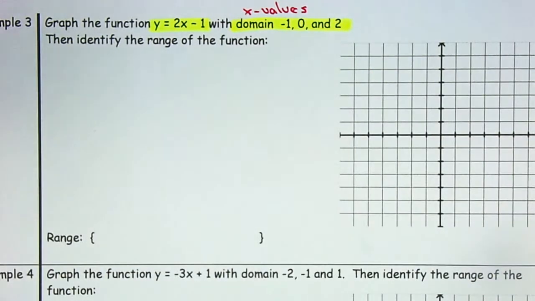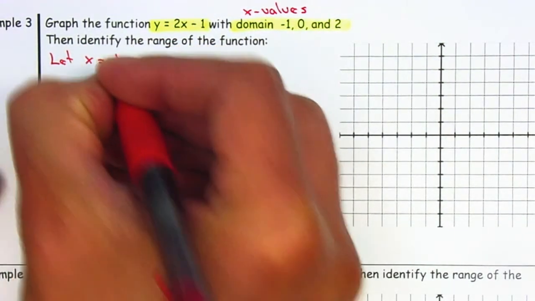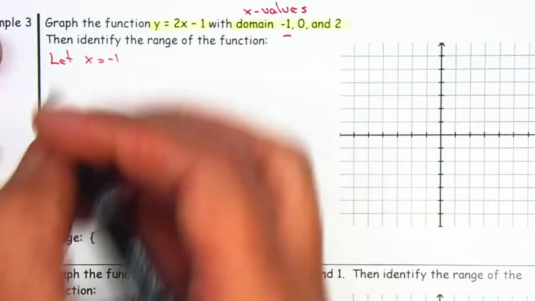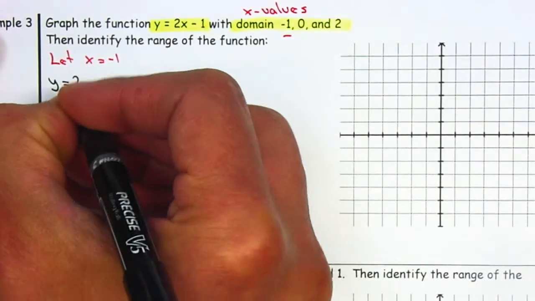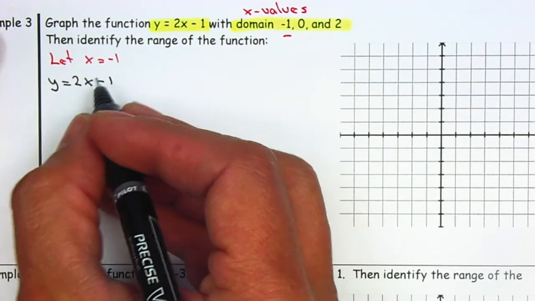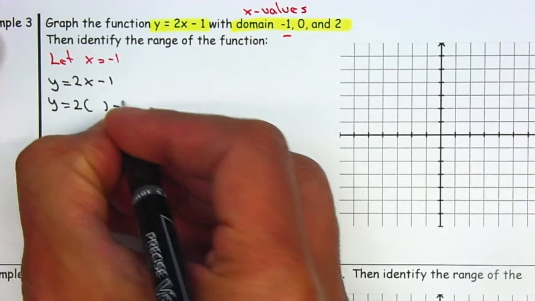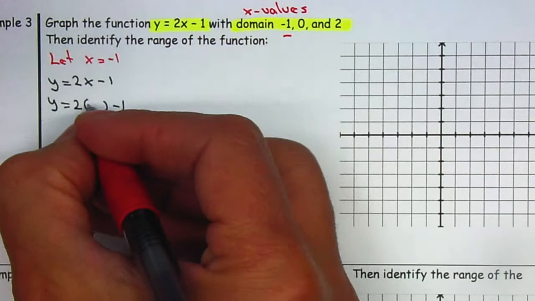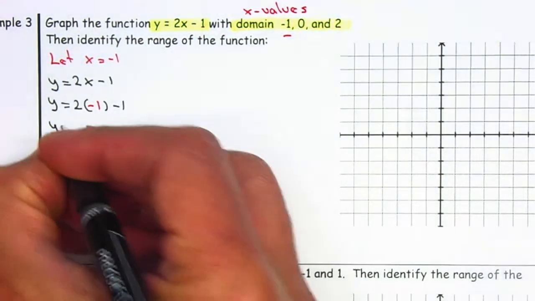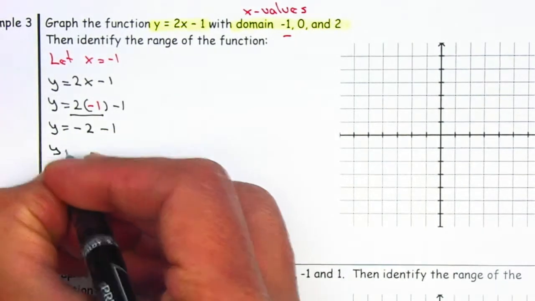So first, I'm going to let x is equal to -1. So I'm going to use the first one. I'm going to go and write down the equation. Y is equal to 2x minus 1. But instead of the x, I'm going to plug it in with a -1. So y is equal to 2 times -1 minus 1. And I'm going to simplify, and that'll give me a y value. So multiply first, so that's -2 minus 1. Y is equal to -3.